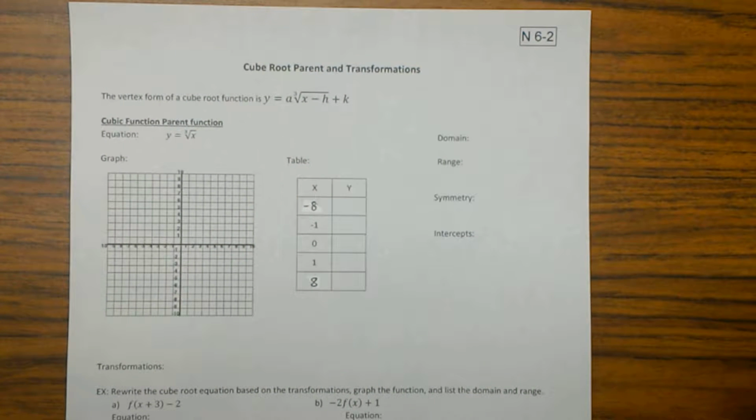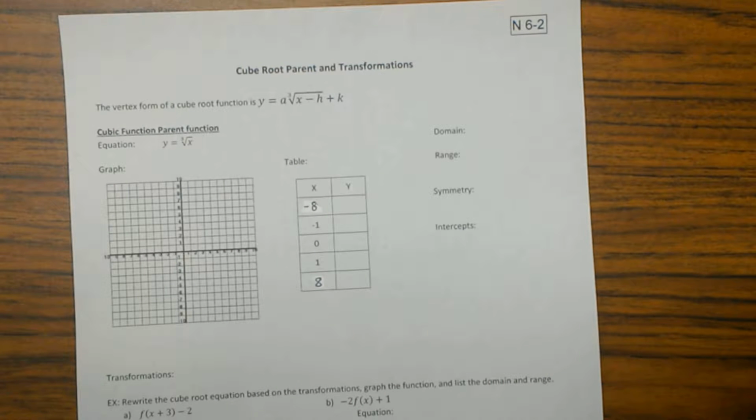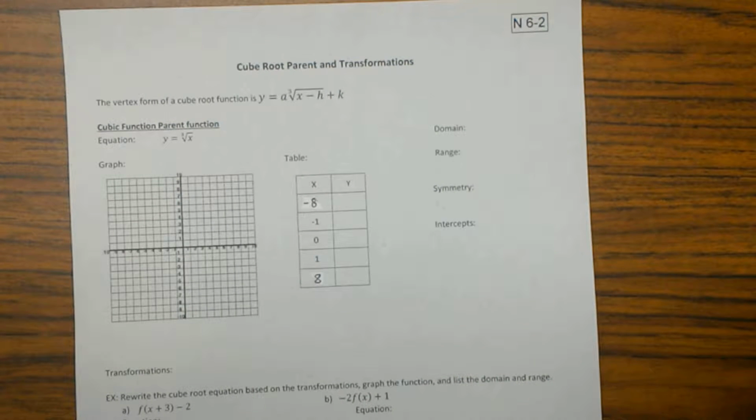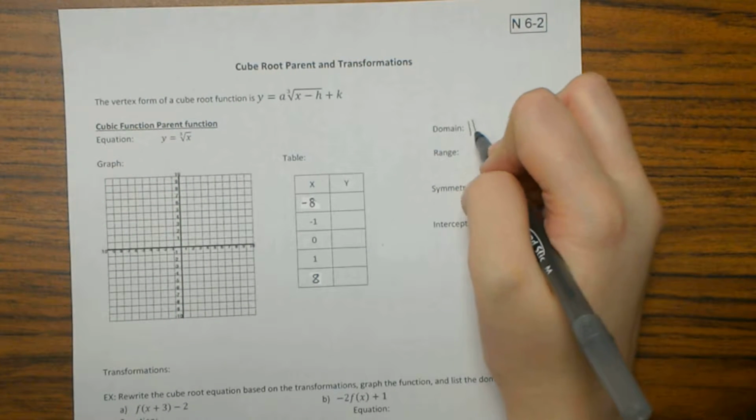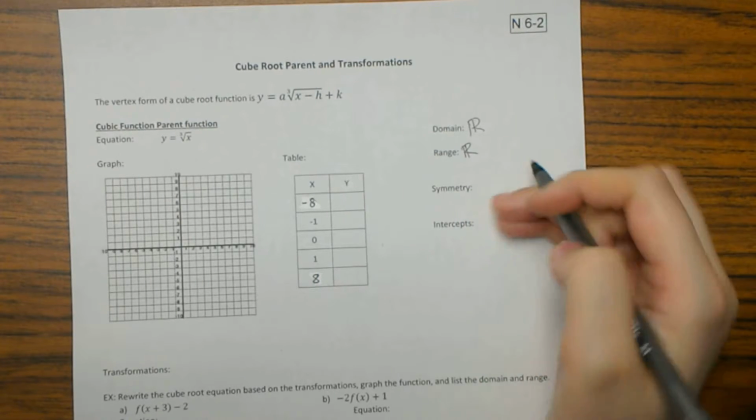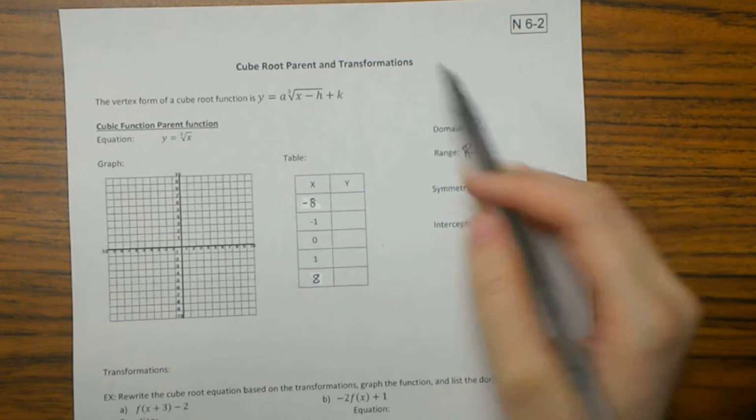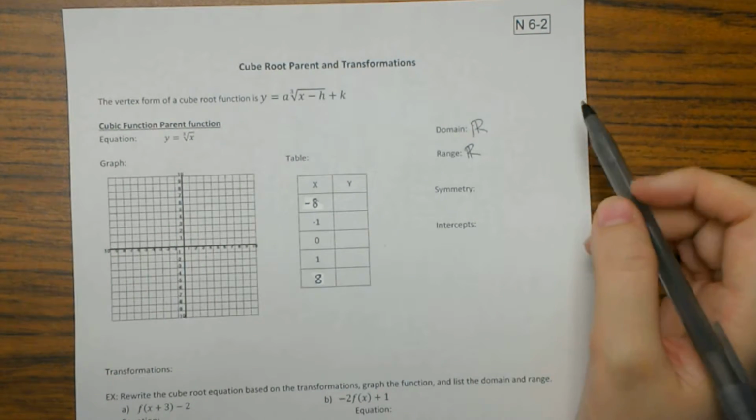So this is notes for 6.2. This is the cube root parent function in the transformations. So I already said that the parent function for the cubic function had a domain of all real numbers and a range of all real numbers. Same thing goes for cube root.